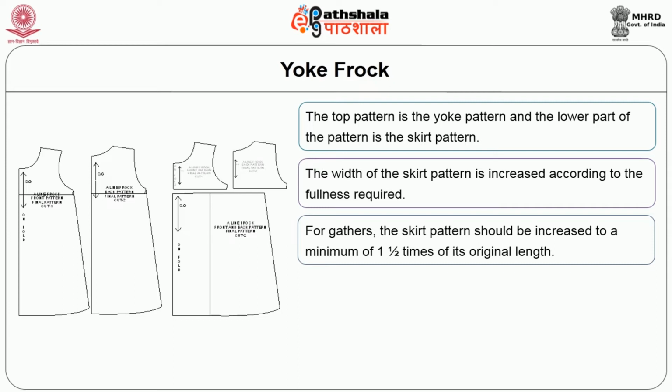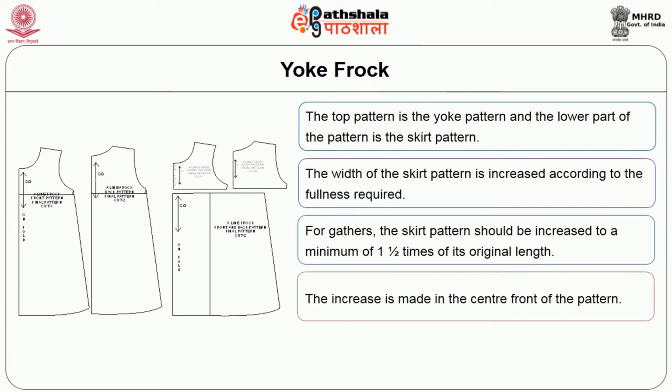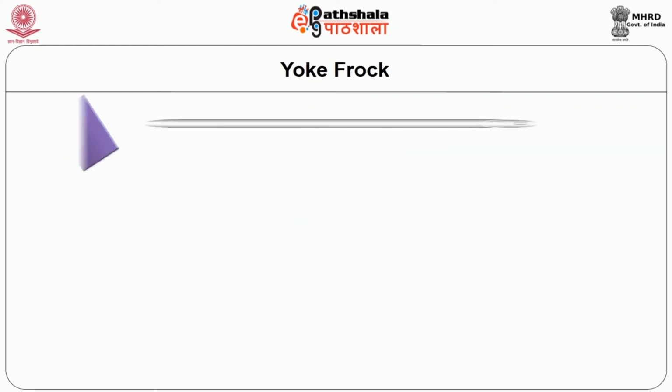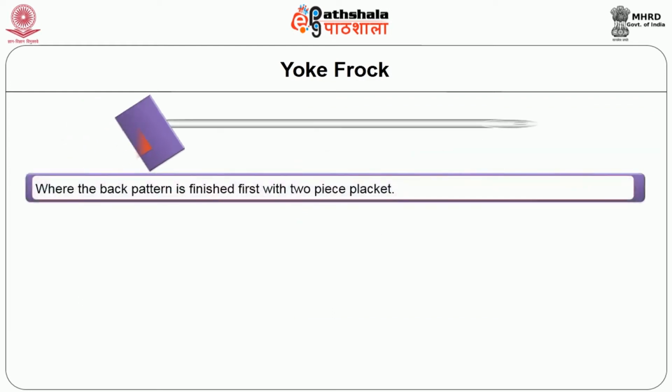For gathers, the skirt pattern should be increased to a minimum of 1.5 times of its original length. The increase is made in the center front of the pattern, after which the seam allowance is added to all the parts of the pattern, and now the pattern is ready for cutting. The fabric is cut according to the pattern lines and the sewing is done in the following order.